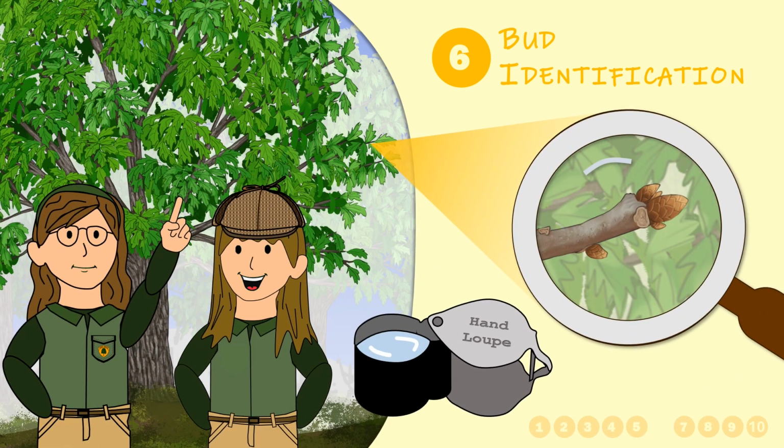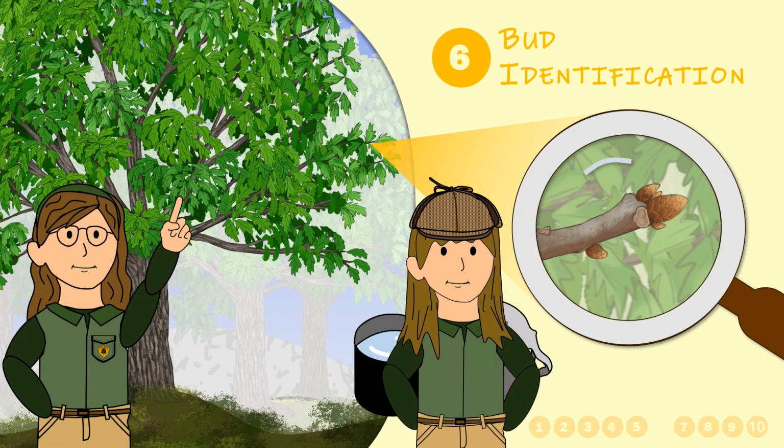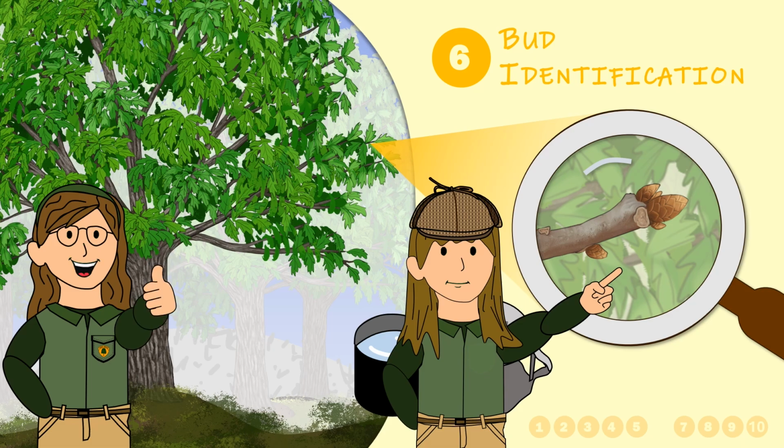I can see some buds clustered together at the tip of the twig, and it looks like they have layers of overlapping scales. I might even see some tiny hairs on the buds. Excellent observations, my budding dendrologist friend. But since it's summertime, we have to keep in mind that the buds might not be fully formed yet.